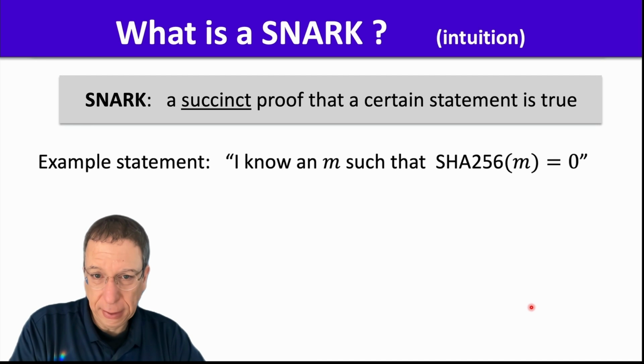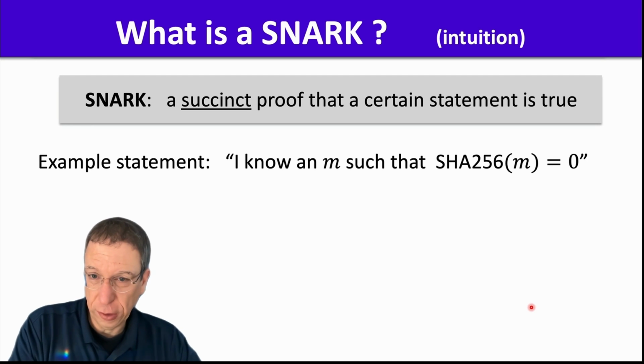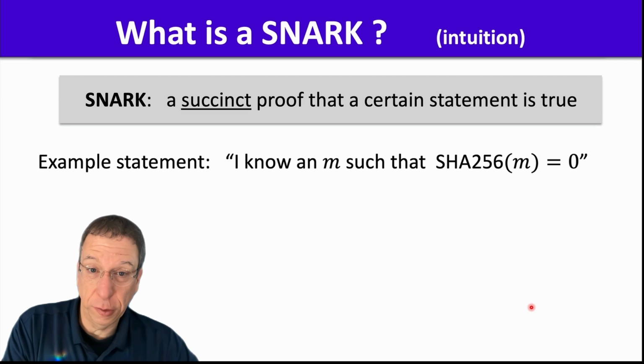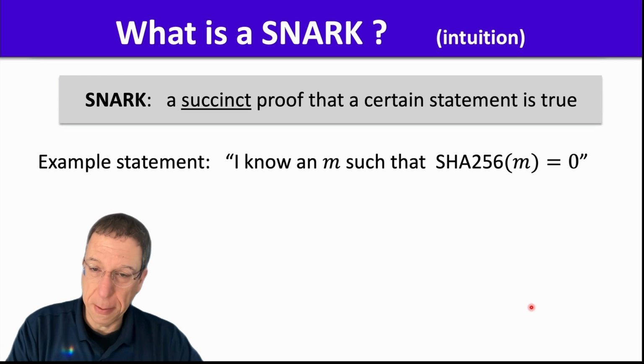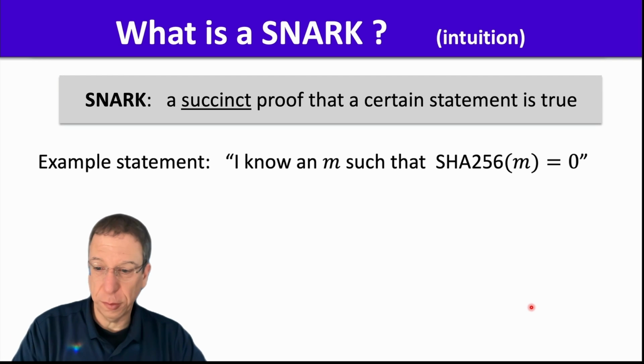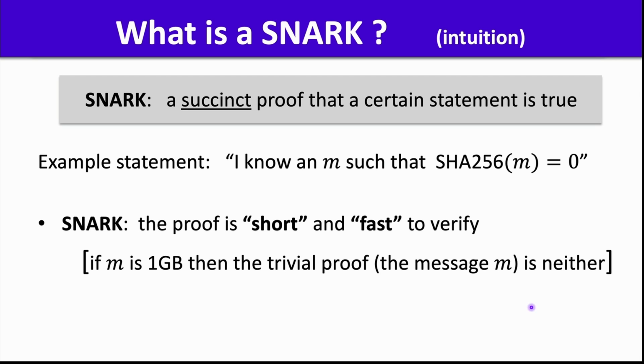For example, I might claim that I know a certain message M such that the SHA-256 of M is equal to 0. I don't want to reveal what M is to you, but I want to prove to you that I know such an M. Well, a SNARK allows you to generate a very short proof that's very, very fast to verify that I know exactly such an M.